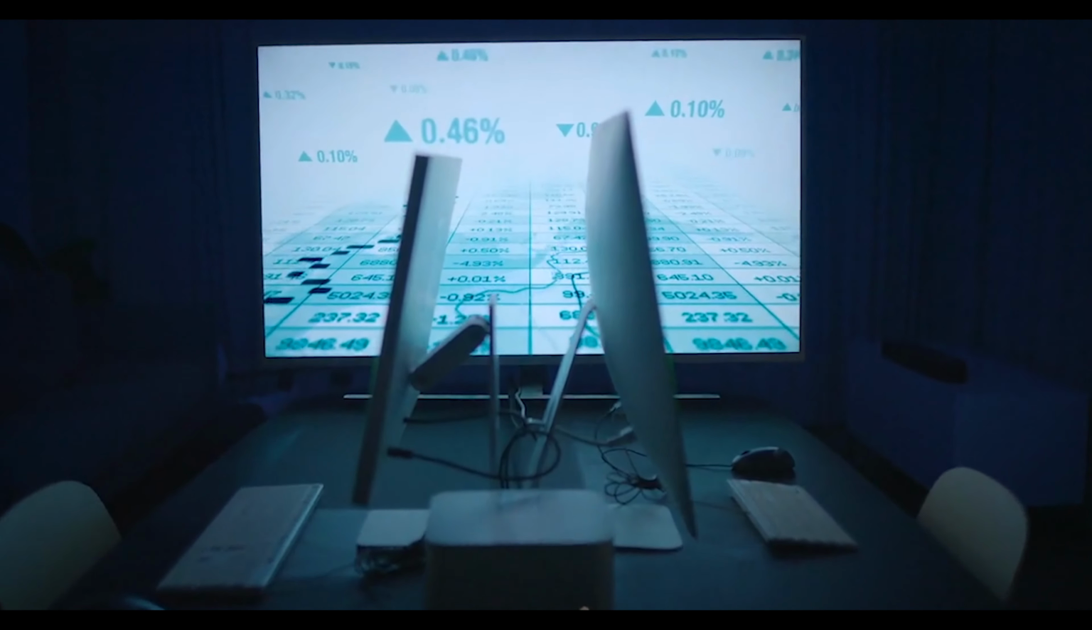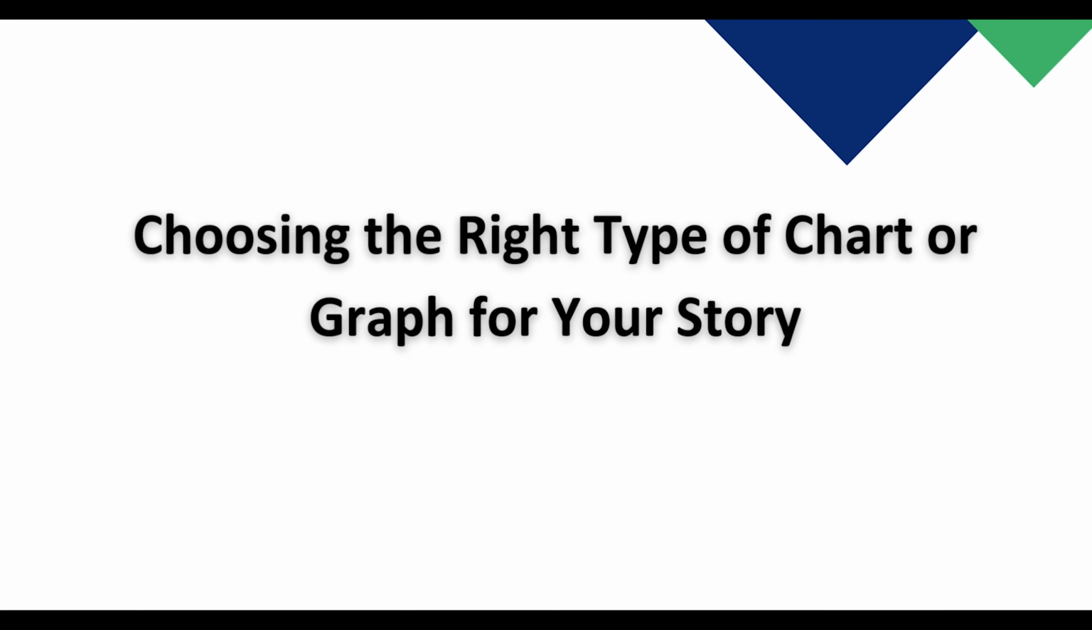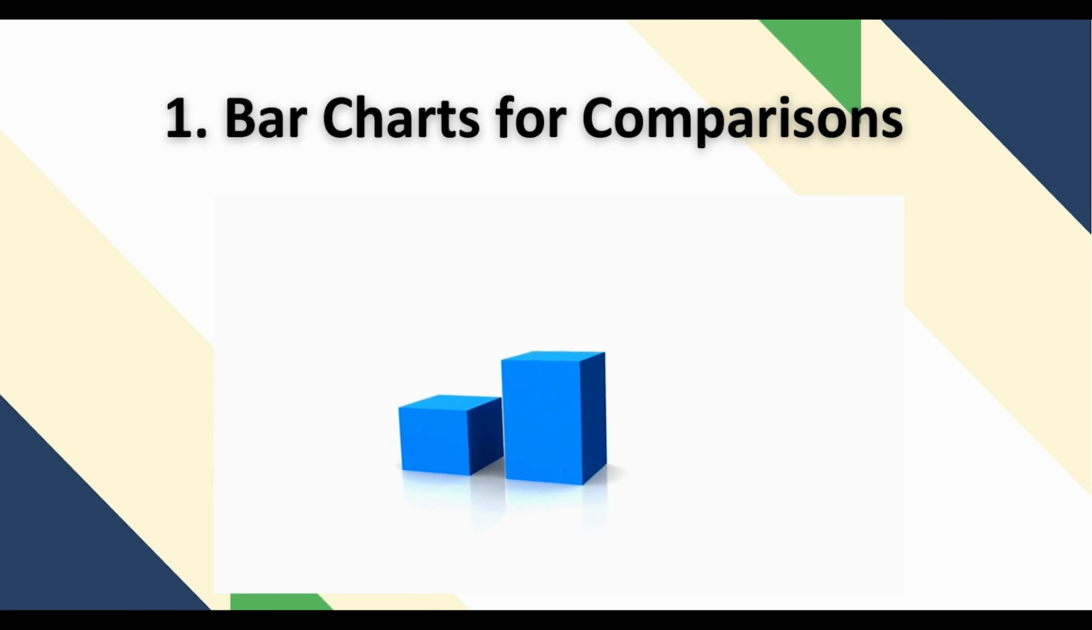One of the secrets of effective data visualization is choosing the right chart type for your data. Not every story fits in a pie chart. Let's break down which charts work best for different types of insights. The first is bar charts, usually used for comparisons.